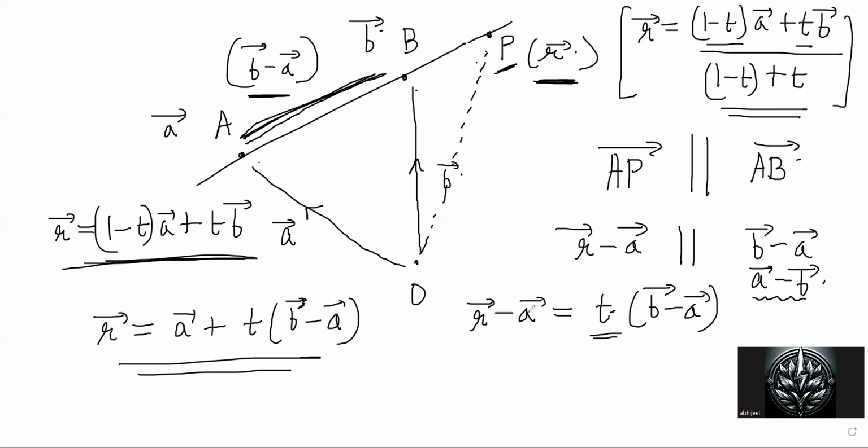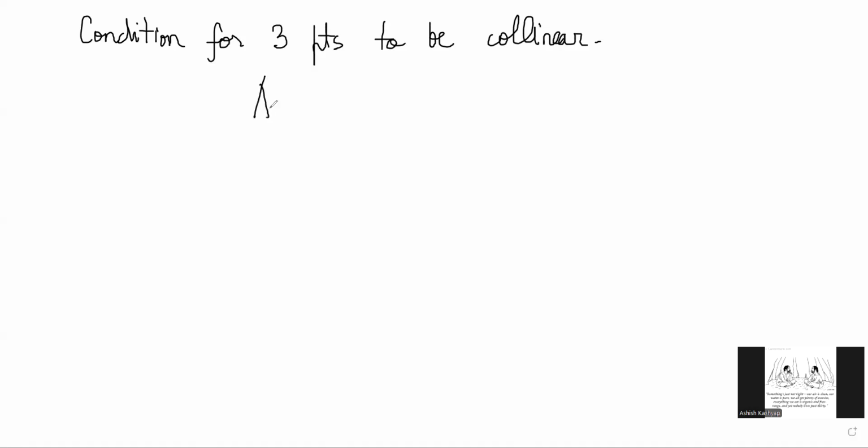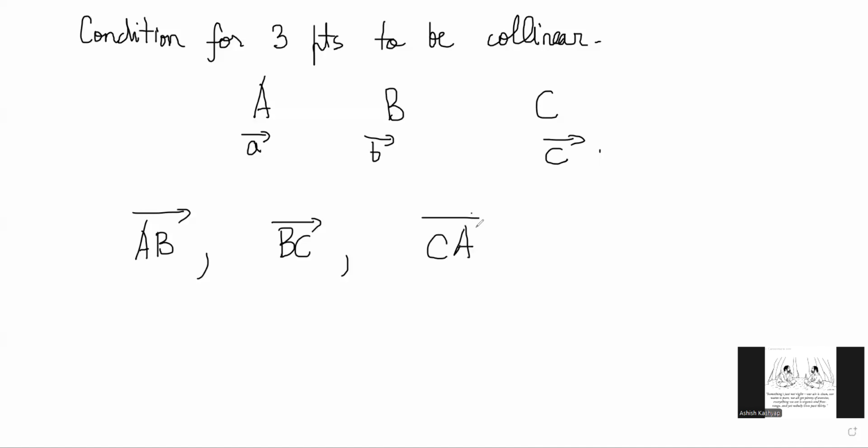So from here, if we understand all this, now we can easily write the condition for 3 points to be collinear. Let's say you have 3 points whose position vectors are given to you. Obviously, though it is a simple condition, you don't even need to remember it. You can say vector AB, vector BC, vector CA, or you don't even need vector CA. You can just say AB is parallel to BC, right?